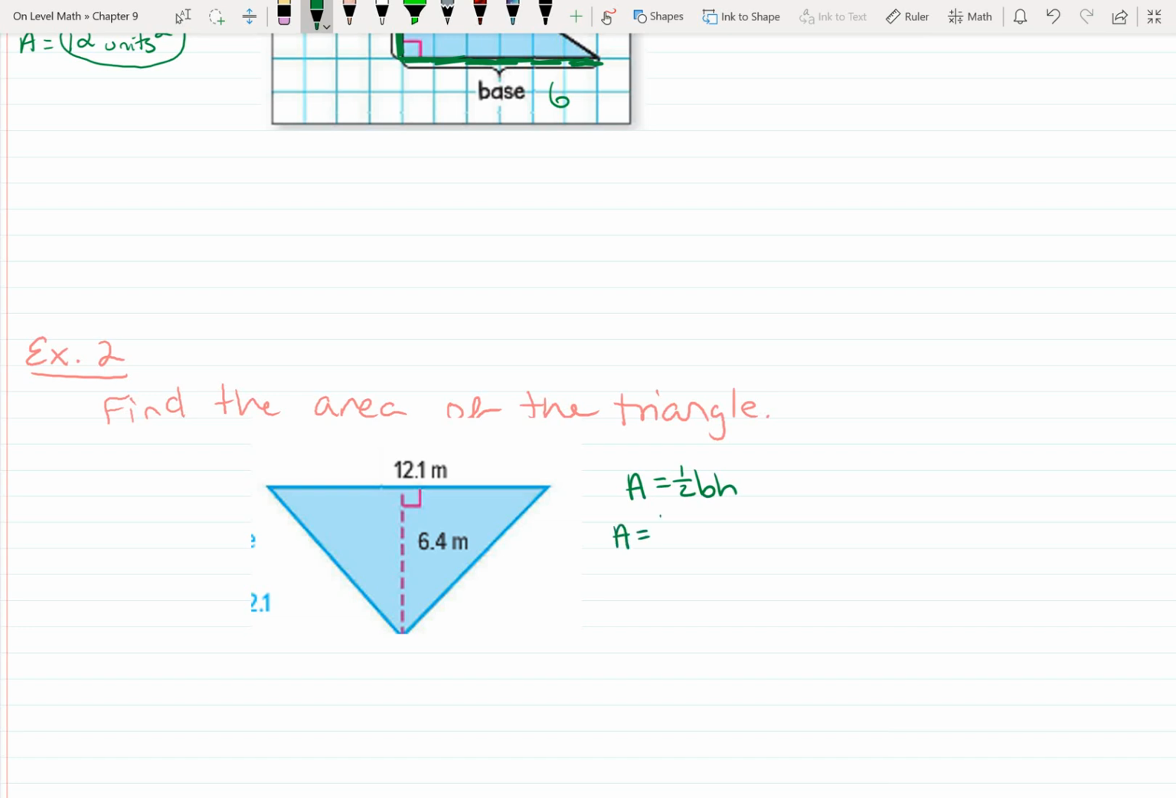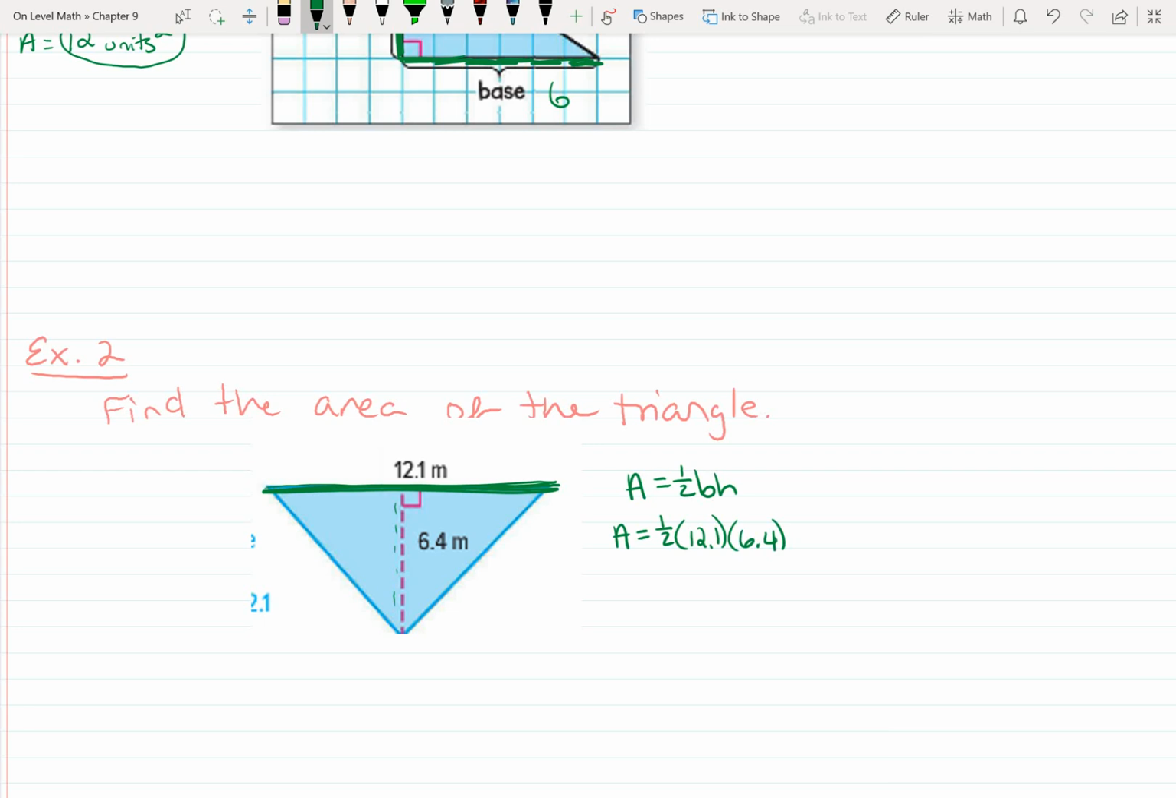Step 2 is to plug in what we know. The base of the triangle is this 12.1. The height is always going to be the dotted line, and it's that height that's perpendicular to the base. So this right angle is what we're looking for as well. So the base is 12.1 and the height is 6.4.